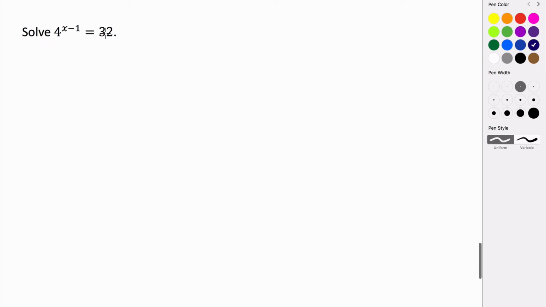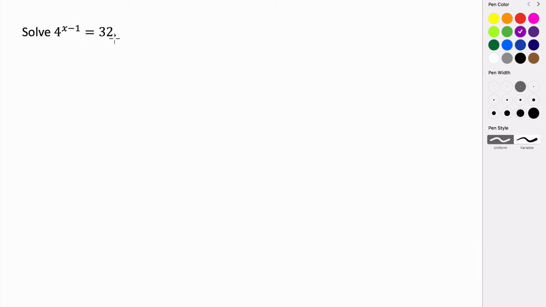32 is not easily expressed as 4 to some power, but we can break this down so that these two pieces can have the same base. So if we think about the prime factorization, 4 is 2 to some power, right? 4 is 2 to the second power, and 32 is 2 to some power. It's 2 to the fifth.